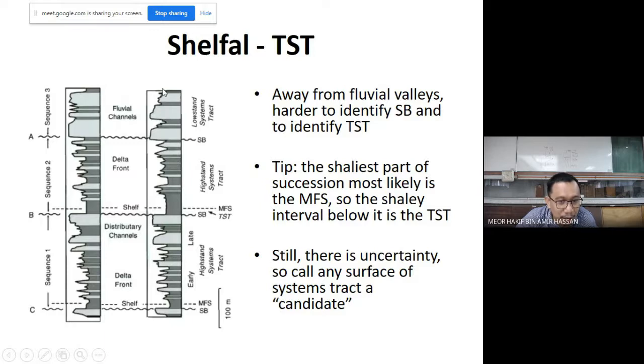If you only get these two logs, and you don't have an incised valley, you might miss this. You mungkin terlepas pandang. Delta, marine delta. So that's just a flooding surface, so nothing happening here. But there's supposed to be a sequence boundary here. Okay. So away from fluvial valleys, it is harder to identify the sequence boundary and also to identify the TST.